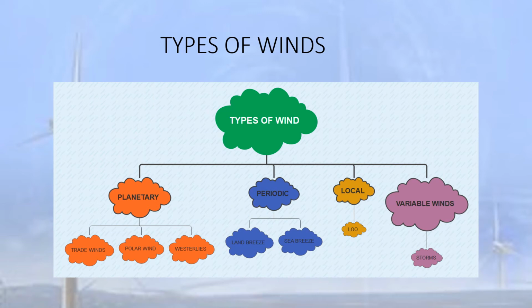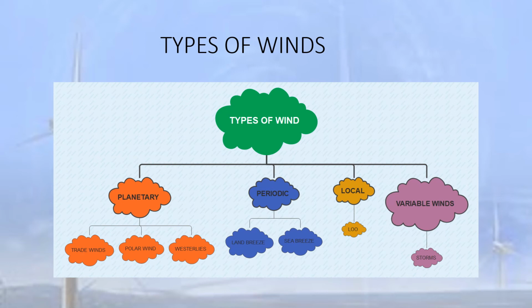Trade winds are those winds that blow from the subtropical high pressure belt to the equatorial low pressure belt, whereas polar winds are cold and dry winds which blow from the polar high pressure to subpolar low pressure belts. Westerlies blow from the subtropical high pressure belt to the subpolar low pressure belts. In the northern hemisphere, they are known as southwesterlies, and in the southern hemisphere, they are known as northwesterlies.